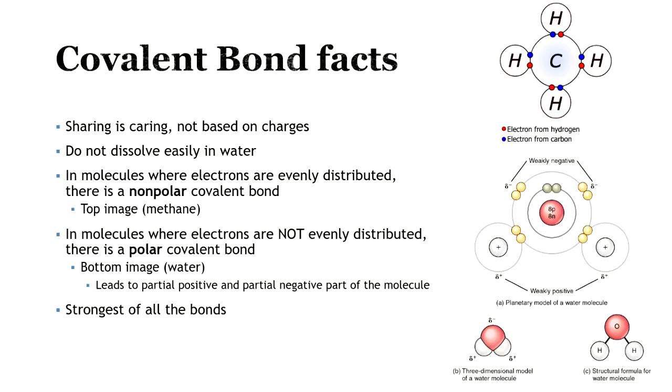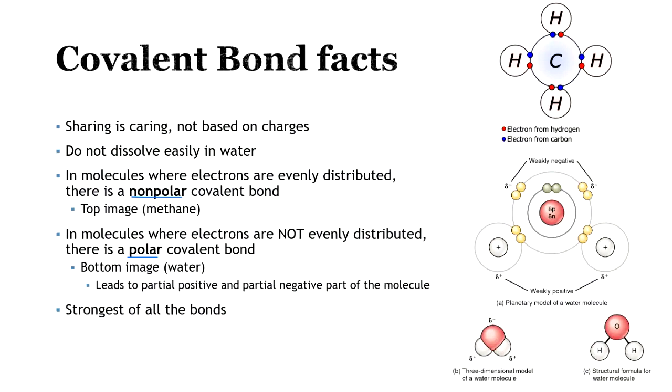So covalent bonds. Think of sharing as caring. It doesn't rely on the charge of the elements or anything. What they're doing is just sharing electrons between each other. Now, covalent bonds are going to be the strongest bond, and they don't dissolve easily in water, because you're going to see that ionic bonds, which are salts, easily dissolve and break apart. What's going to happen is they're going to share these electrons in these outer shells. Now, there's going to be two types of covalent bonds. There's going to be either, let me highlight right here, nonpolar or polar.